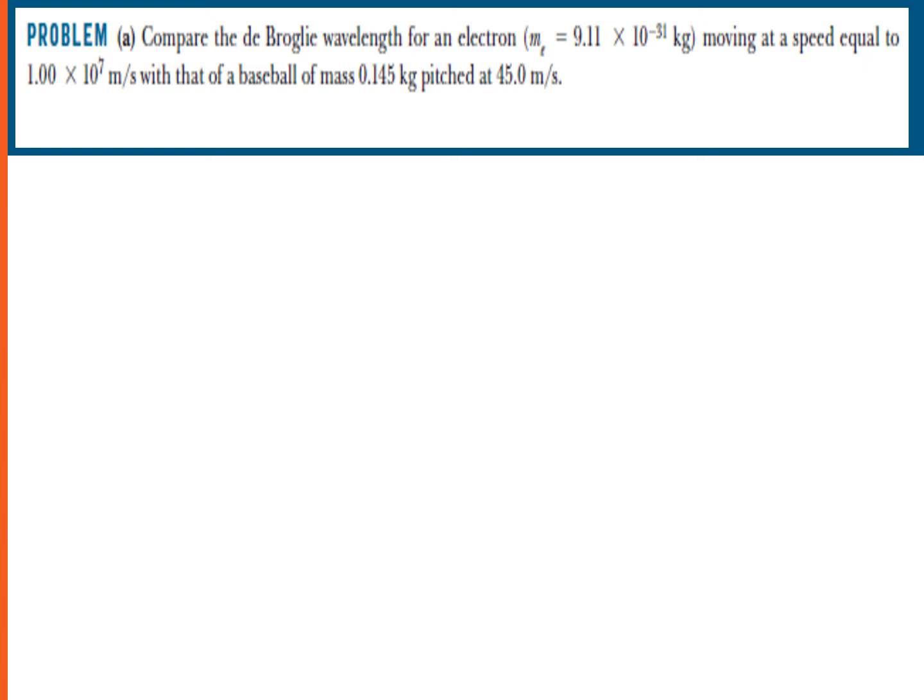Here is a sample problem. Compare the de Broglie wavelength for an electron with mass equal to 9.11 times 10 to the power of negative 31 kilograms, moving at a speed equal to 1.0 times 10 to the power of 7 meters per second, with that of a baseball of mass 0.145 kilograms, pitched at 45 meters per second.